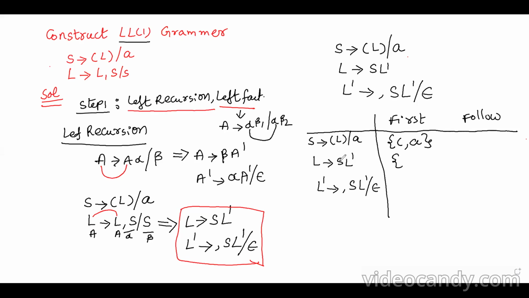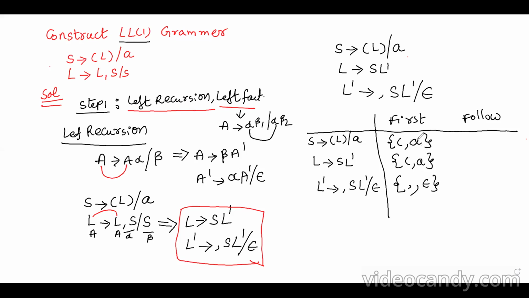Now first of L is first of S, but we should not write capital letters here. What is the value of S again? S value is open bracket and A. Next one: what is the first of L dash? Comma, epsilon. So this is all about the first value.